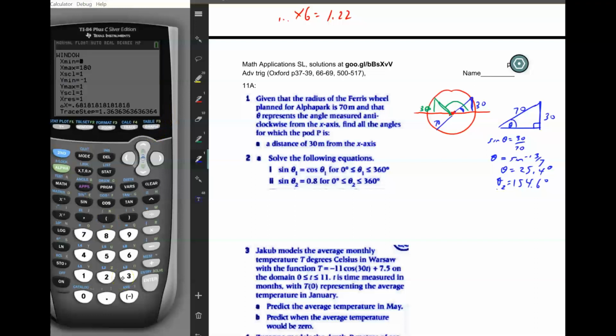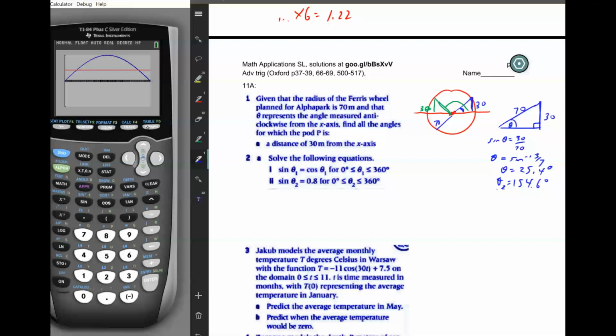Since the window wasn't sized correctly, I go to the window and I'm going to change the x interval from 0 to 180 because I know my answers are from 0 to 180. And then I'm going to change my y min to -1 and my y max to +1 so that I don't waste a lot of space in the graph. I can see everything really well. And this is what I get.